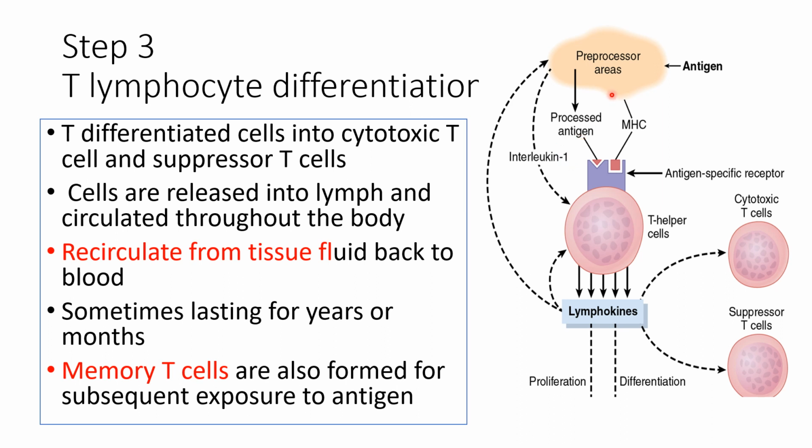Now the T cells that have been activated by the antigen presentation process undergo proliferation and differentiation to form the cytotoxic T cells and the suppressor T cells. The cells are released into the lymph and circulated throughout the body and then recirculated from the tissue fluid back to the blood. This process may last for years also, and the memory cells which are formed during this process are helpful in the subsequent exposure to the antigen.